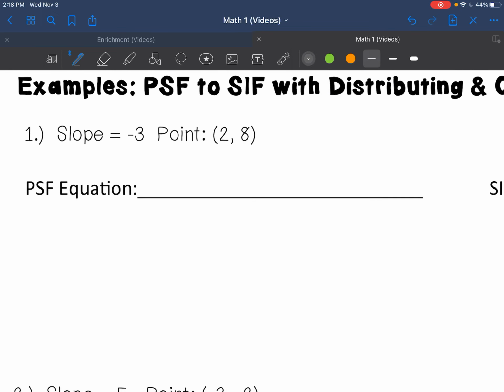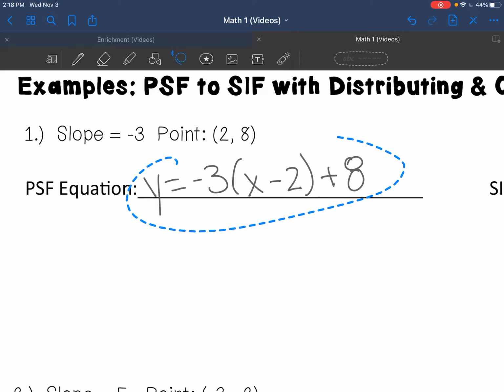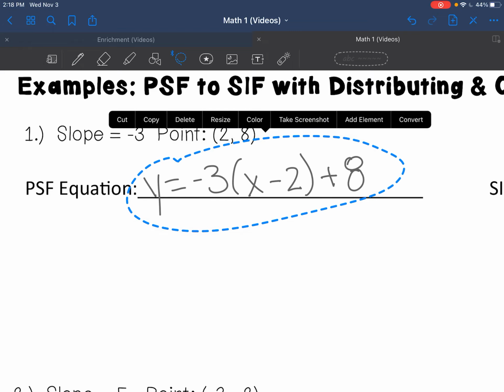So first things first, let's write the point slope form. We have a slope of -3, a point of (2, 8). So when we write point slope form, we have y equals -3 times (x minus 2), because x's are liars. They lie to the equation when we plug it in, and then we have plus 8. So what we're going to do is copy this right below.